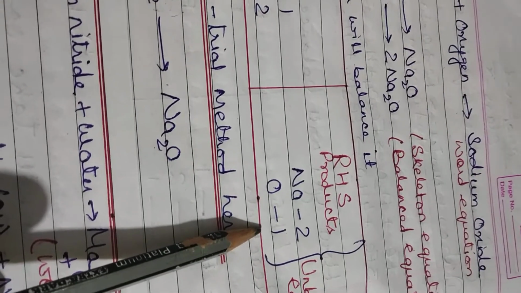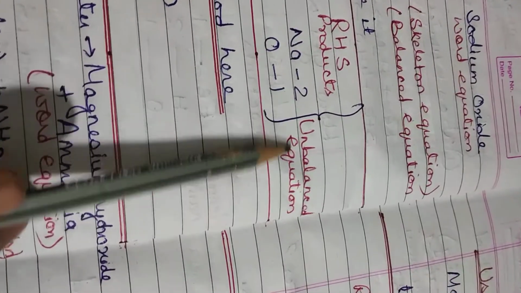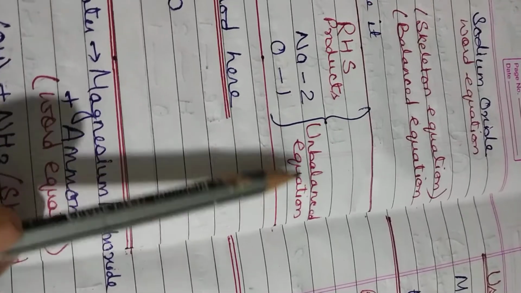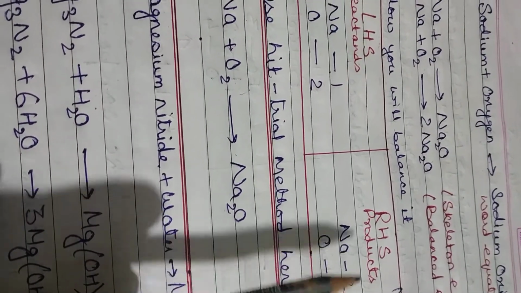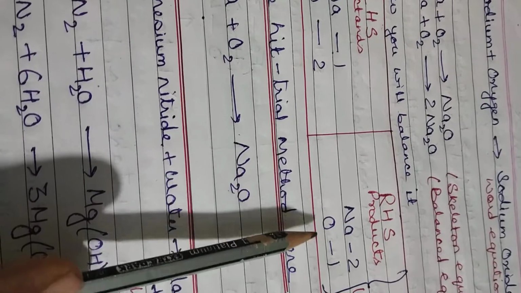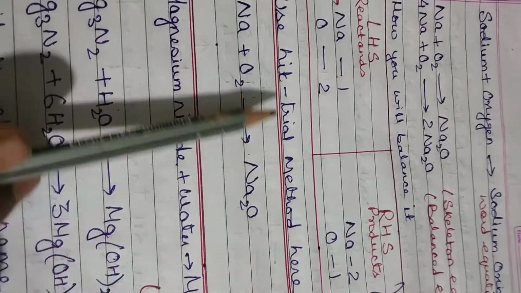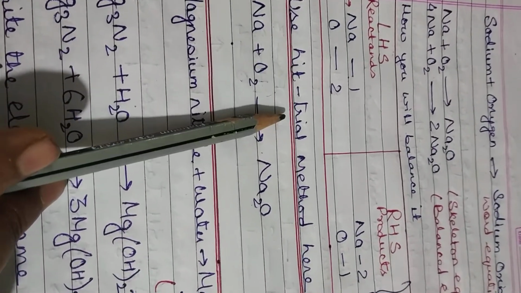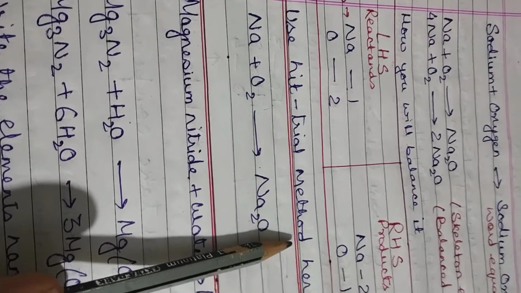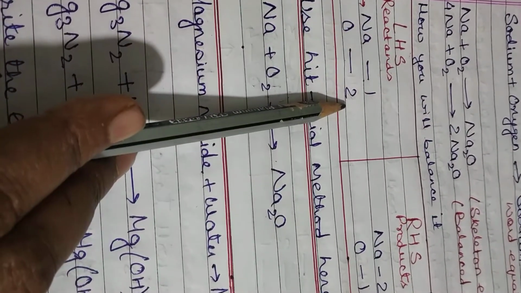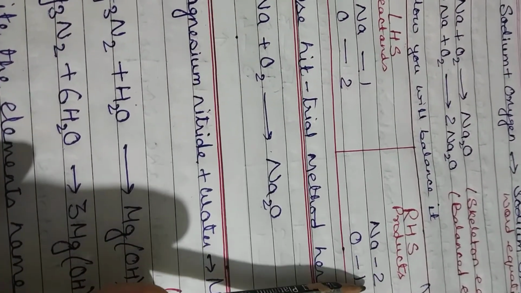Then what will we do, students? This one is your unbalanced equation. In an unbalanced equation, you will see the number of atoms is not equal. Sodium is 1 here, and on the right hand side sodium is 2. Oxygen is 2 and oxygen is 1. Then students, you will use the hit and trial method. With the help of the hit and trial method, we can balance it. Now students, you will see here sodium is 1 and sodium is 2.